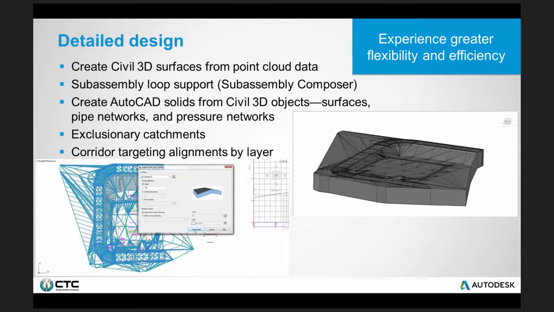Catchments are for defining watersheds in Civil 3D. A small tool that was added a few years back. They now have exclusionary catchments, which allow division of catchments and different options. So you can divide up a watershed into sub-regions, but still have the overall watershed areas there. So some nice options, new improvements with catchments.